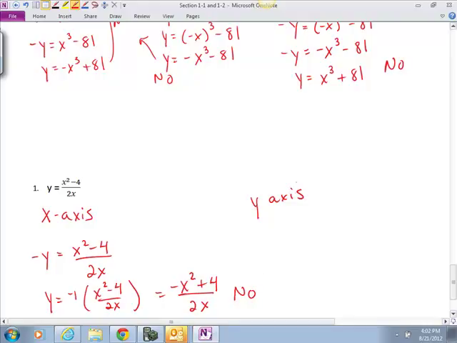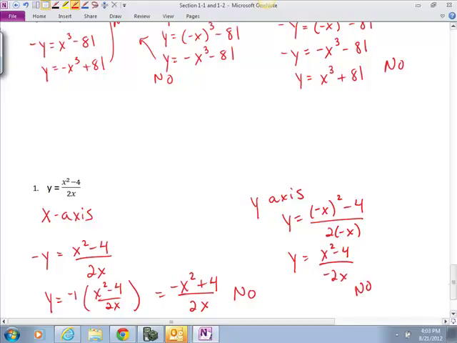So let's try y-axis. So for y-axis, we're going to put -x in. So we have y equals -x squared minus 4 over 2 times -x. So this is going to clean up. Our top will be x squared minus 4, but our bottom will be -2x, and that is not the same. And so this is a no.